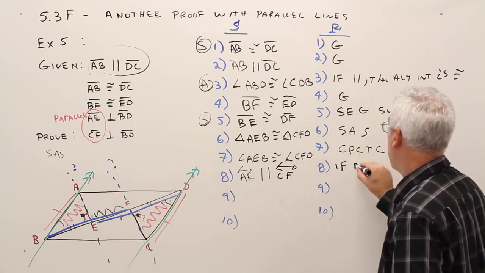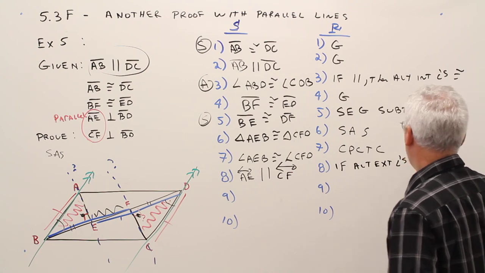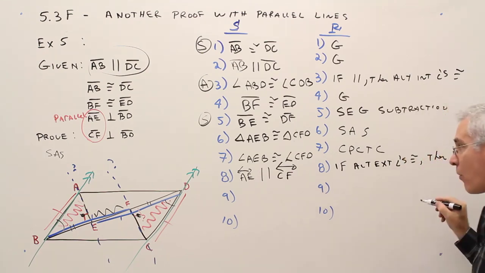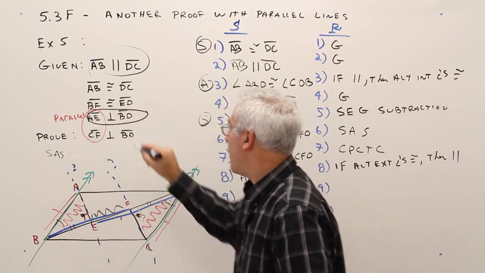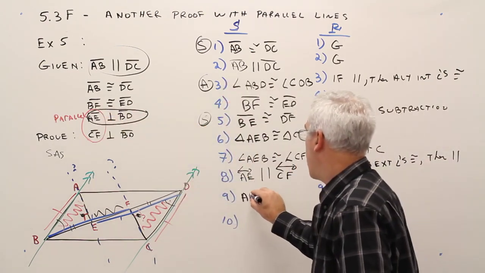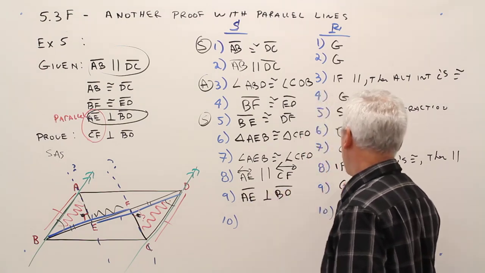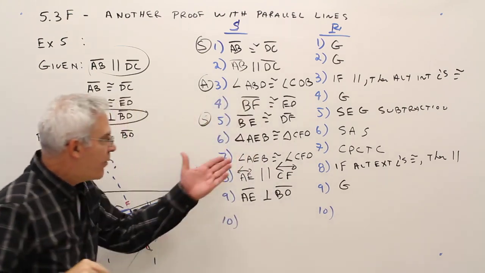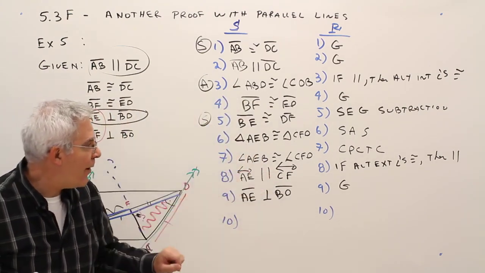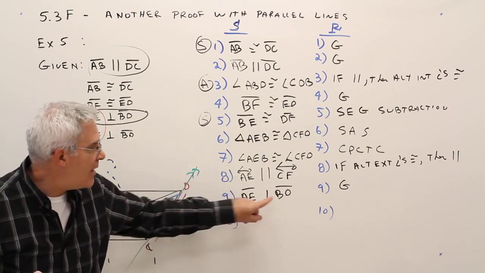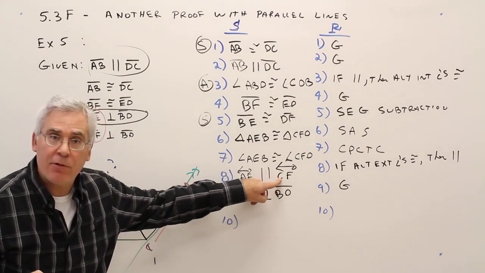if alternate exterior angles are congruent, then parallel. Then I'm going to say that I had that perpendicular statement there. AE is perpendicular to BD, that was given. So now I've got that theorem. I've got two parallel lines, and BD is perpendicular to one of them, so BD will also be perpendicular to the other.